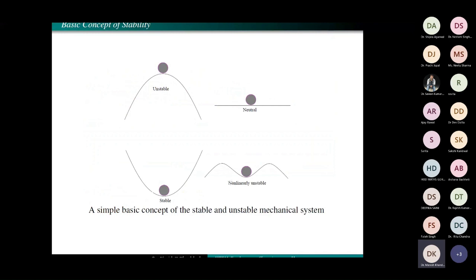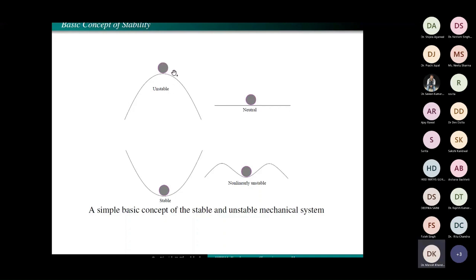Now I come to the general basic definitions of stability. Later I will come to fluid mechanics, but first I will explain in a very simple way what stability is. Stability means that if some object is here, I put a disturbance, and then after putting the disturbance, I want to see the scenario.